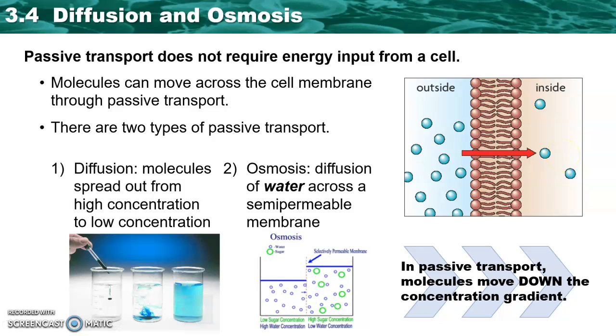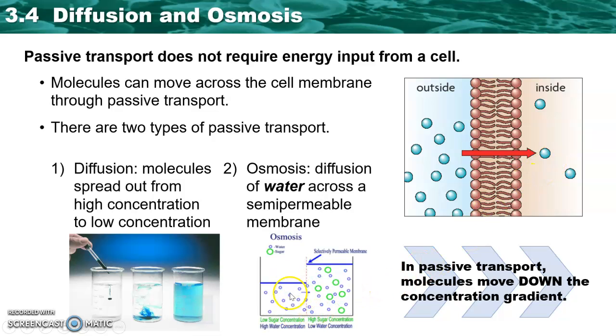So when we're talking about passive transport, there's two types. We have diffusion, which is what we just discussed over here, something diffusing directly through the membrane. But then we also have this special instance of osmosis. Osmosis is still diffusion, but it is specifically the diffusion of water across a semi-permeable membrane.